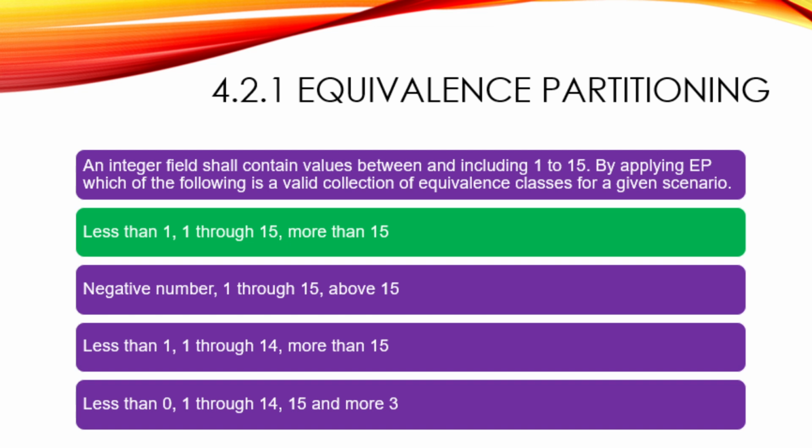In this case, less than 1, 1 to 15, more than 15. So which of the following is a valid collection of equivalence classes? We have three: less than 1, 1 to 15, more than 15. In this case, all the other answers are wrong.